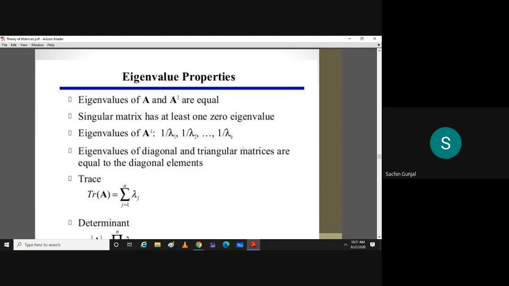Now the fourth point is missing here. Write down. If lambda 1, lambda 2, lambda 3 are eigenvalues of A, then eigenvalues of A raised to m, where m is some positive integer, are lambda 1 raised to m, lambda 2 raised to m, lambda 3 raised to m.